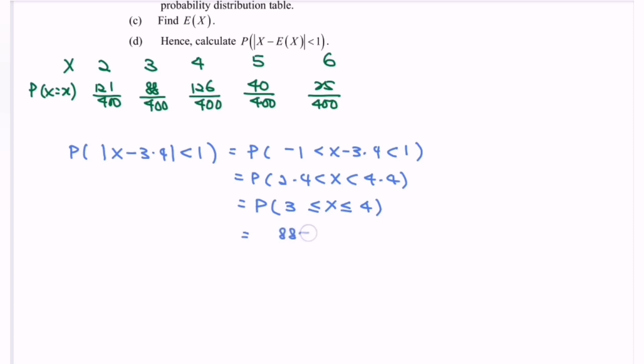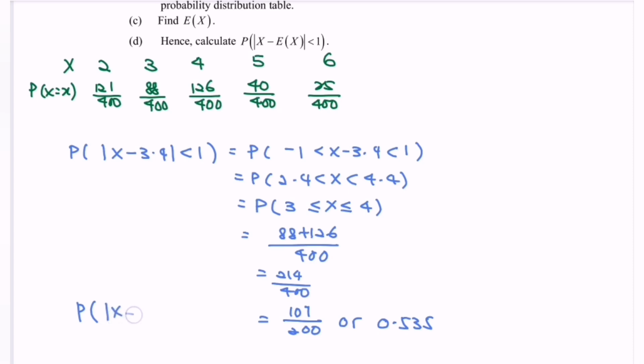So 88 plus 126 over 400. So simplify the situation, we have 214 over 400. If we simplify, we will have 107 over 200 or 0.535. That will be the answer for the situation. Probability set, we have the modulus x minus 3.4 or the EX less than 1.